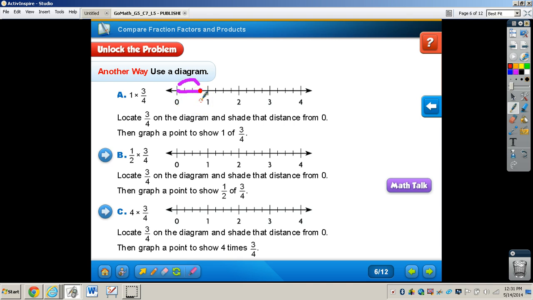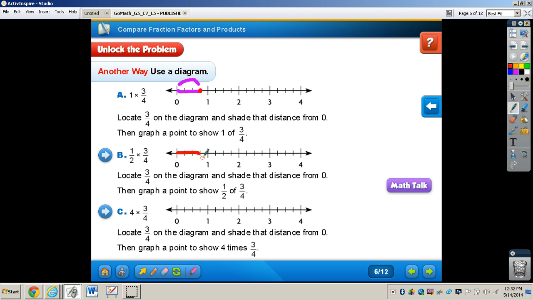Okay, now the next one, letter B, and we're going to take a look at the answers at the bottom there on page 308 here in just a second. It says 1/2 times 3/4. So the first thing we need to do is locate 3/4 on the number line again, which is right here. Then we want to shade that distance from 0 to that 3/4.